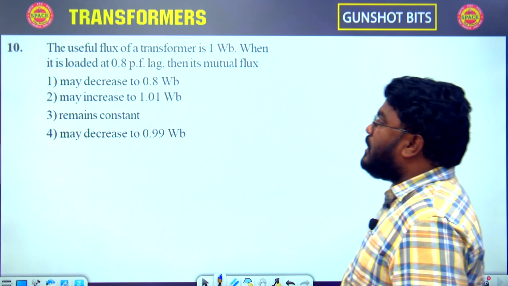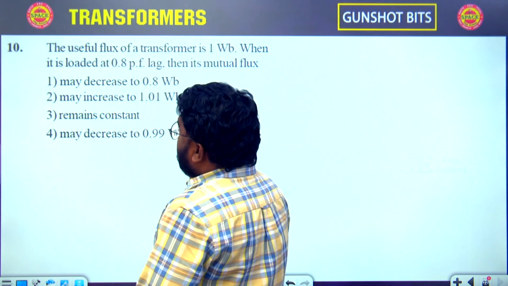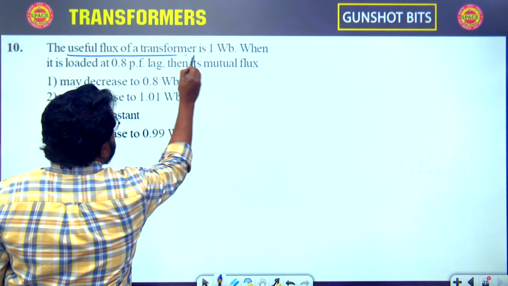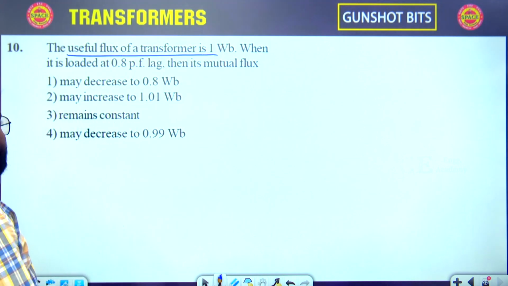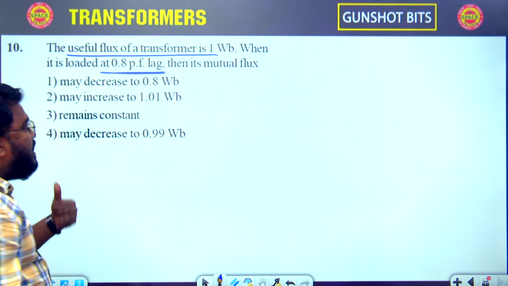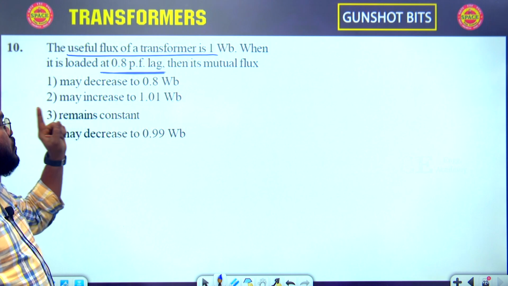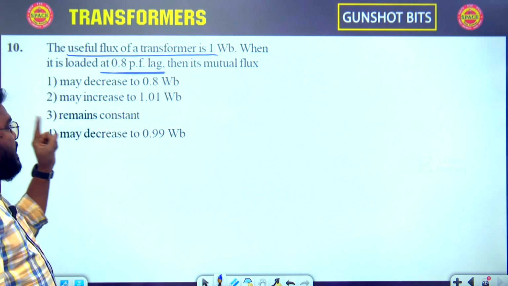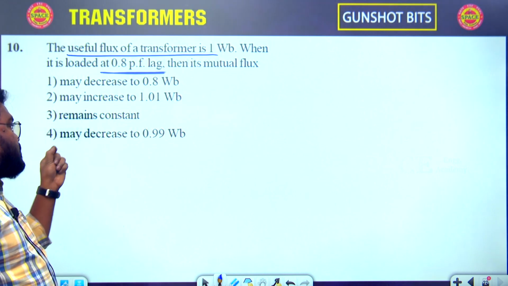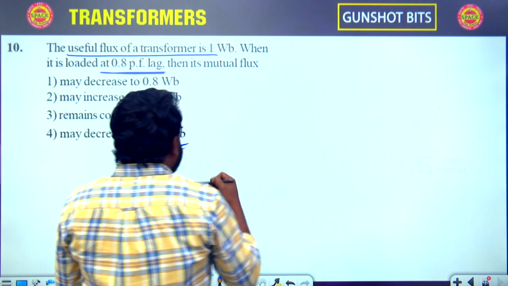And next one, question number 10. The useful flux of a transformer is 1 Weber when it is loaded at 0.8 power factor lagging. So the mutual or useful flux of the transformer is 1 Weber. Then what will happen here? The mutual flux: option 1, may decrease to 0.8 Weber; may increase to 1.01 Weber; remains constant; or may decrease to 0.99 Weber. So here, this is a very important question.